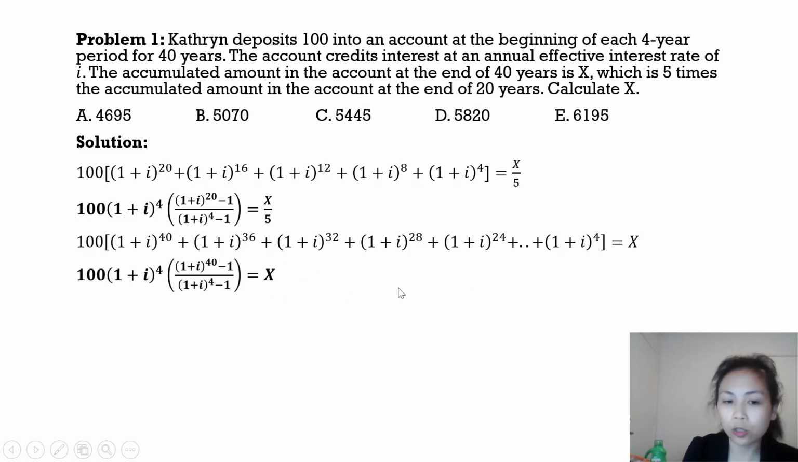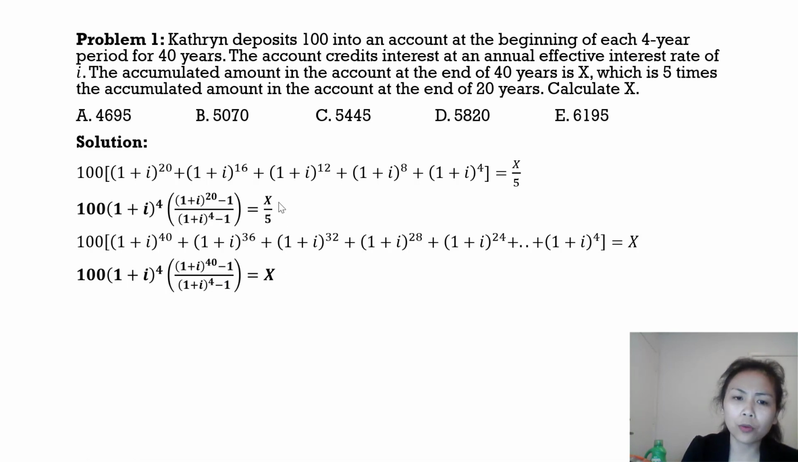So apply the geometric series formula. 100 times the first term, which is 1 plus i to the 4, with the rate to the number of terms. So this is 1 plus i to the 4 raised to the 10, because we have 10 terms, 10 payments, minus 1, over 1 plus i to the 4 minus 1. So this is the second piece of information. Now we are going to use these two pieces of information to solve for X.